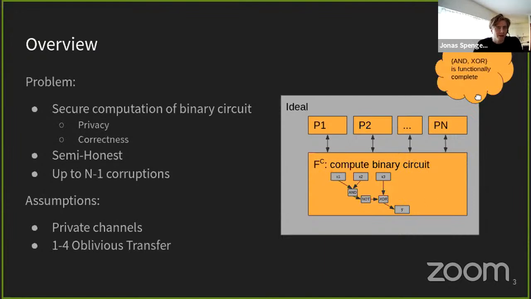And on the right-hand side of the slide, I have just a bit of a visual for what we're doing. We have this ideal functionality that we're trying to emulate that computes a binary circuit, and the binary circuit we can compute consists of AND and XOR gates, and you can show that it's sufficient to have only AND and XOR gates to compute any possible binary circuit. So with this, we can compute any possible binary circuit with the solution I'm presenting today.